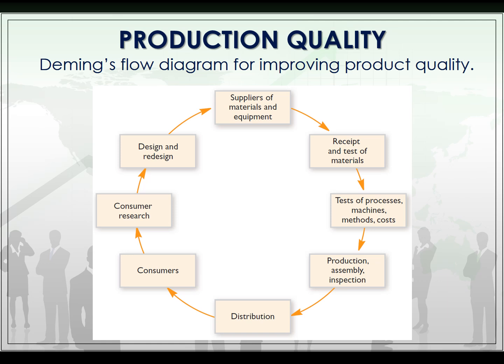Deming had a flow diagram for improving product quality. It starts with the suppliers of materials and equipment. You receive and test them. You test the processes, the machines, and the methods. You look at the production assembly and inspect that. Then there's distribution, which goes to the consumers. You do consumer research to find out how they felt the product satisfied their demand or need. And if not, you'd either design or redesign another session.